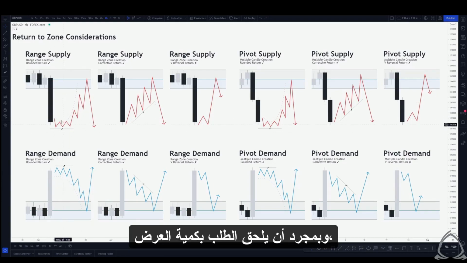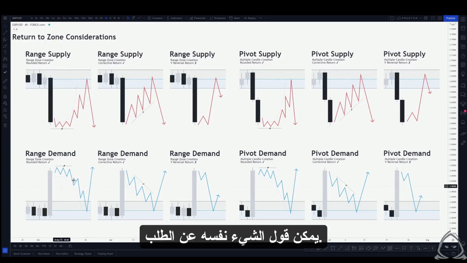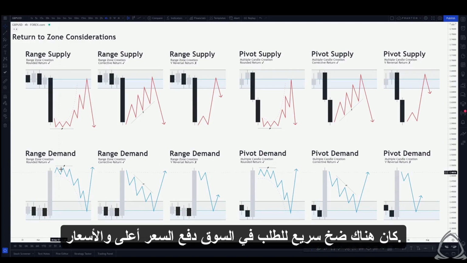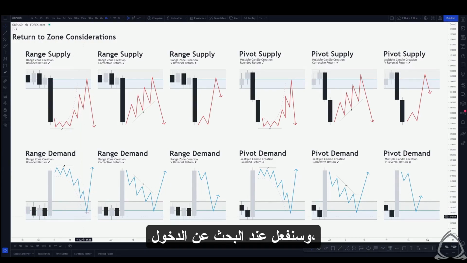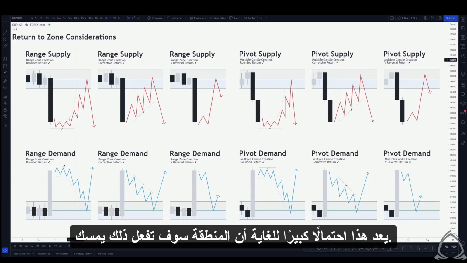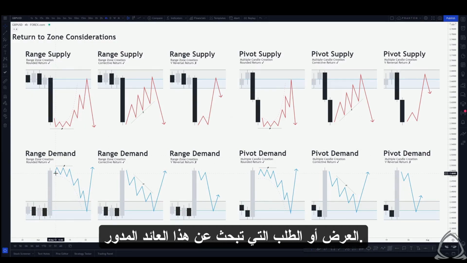Once demand has caught up with the amount of supply that's just entered the market, price then slowly rounds back into that supply zone, which is where we would look for our entry. The same thing can be said about demand. There was a rapid injection of demand into the market that pushed price higher, and price is now rebalancing the mix between supply and demand, slowly rounding back into the demand zone, and we would be looking for entry. This is a very high probability that the zone will hold, and this is a really great way to measure your return back into a supply or demand zone, looking for that rounded return.